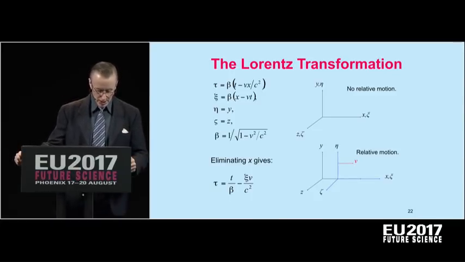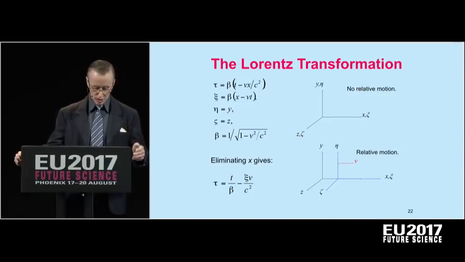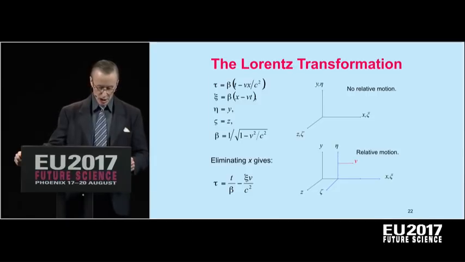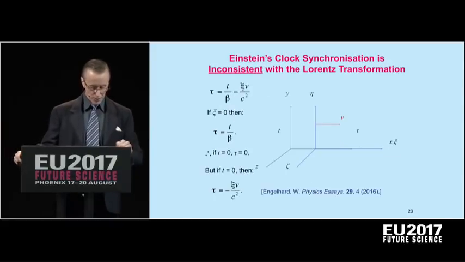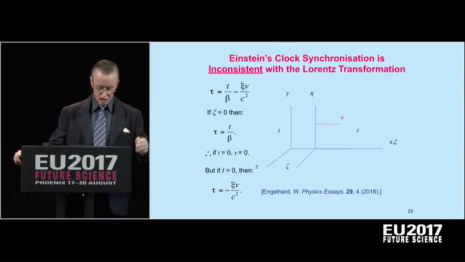Now, let's eliminate x from the equations for the Greek one, the little t. We solve the second equation for x, get the result, and stick it into the top equation. And we get tau is equal to t over beta minus zv over c squared. It's just a simple bit of algebra. You could do it, but we won't bother with the details here because you could do it yourself.